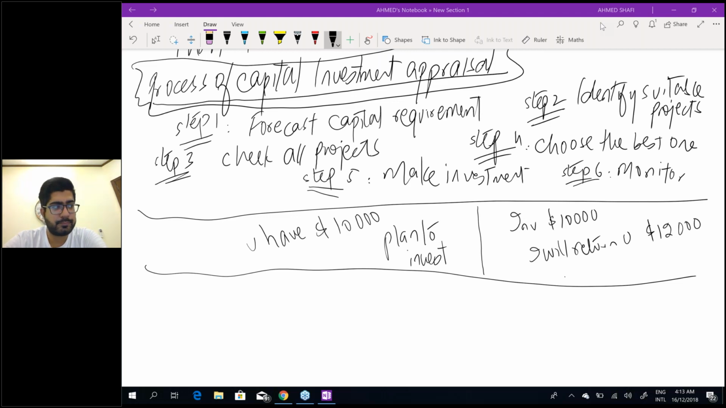Last step. At regular intervals, monitoring and supervision needs to be done to make sure things are going as planned.